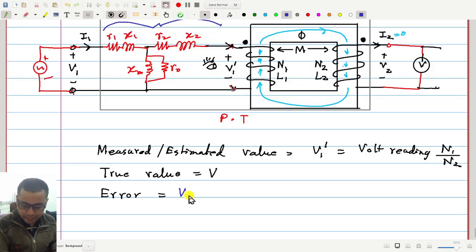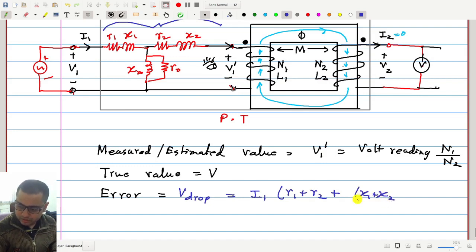So this is the error, and this is equal to this current I1 multiplied by approximately R1 plus R2 plus X1 plus X2. Now these will basically be inductive components, so I may write the J explicitly here, to distinguish that this is in a different direction from this direction.